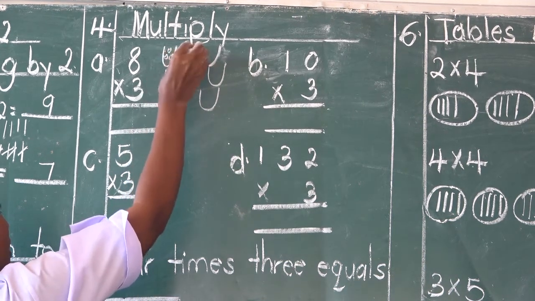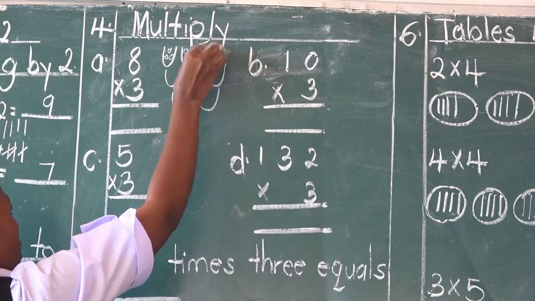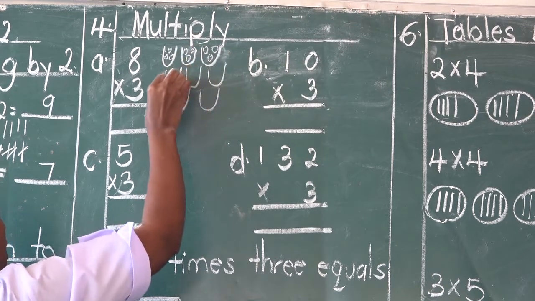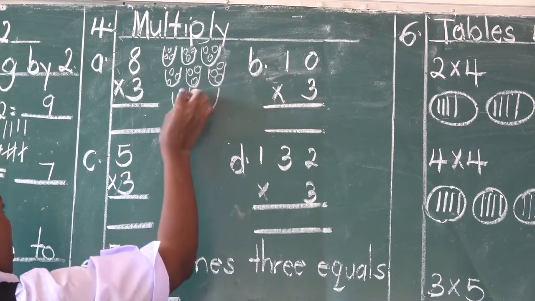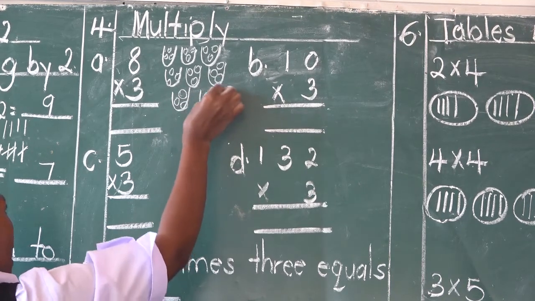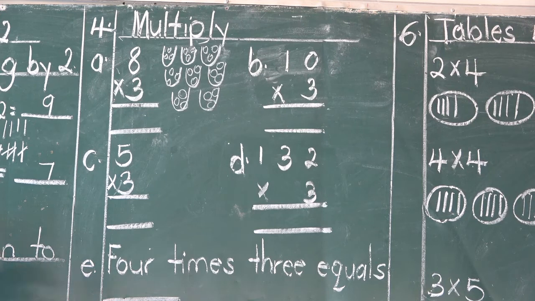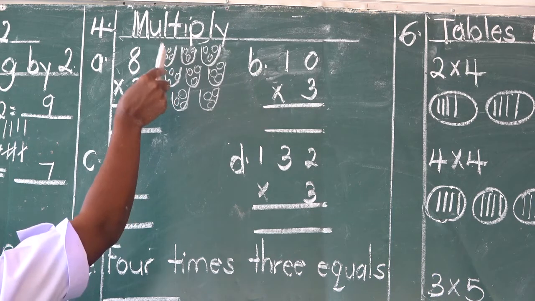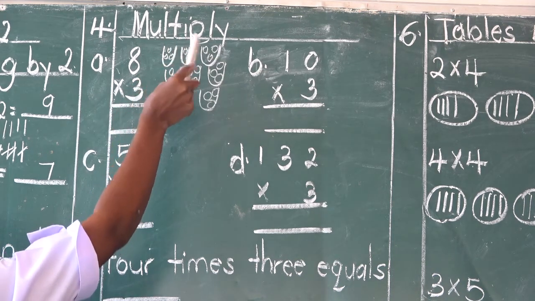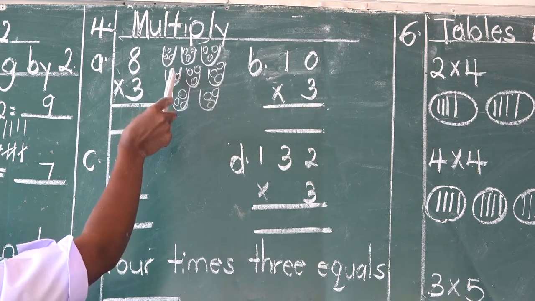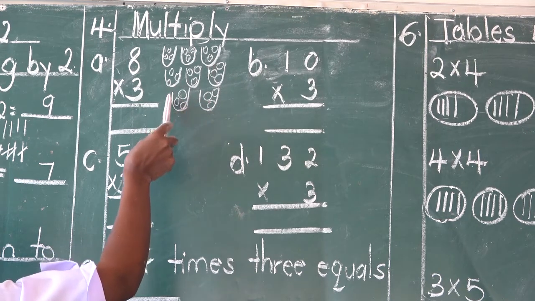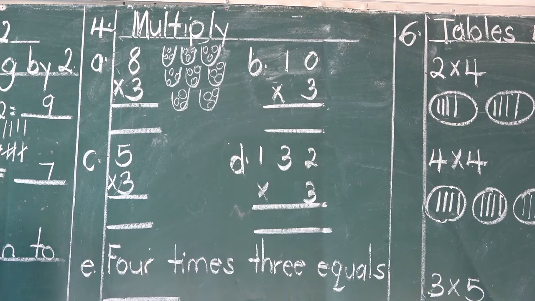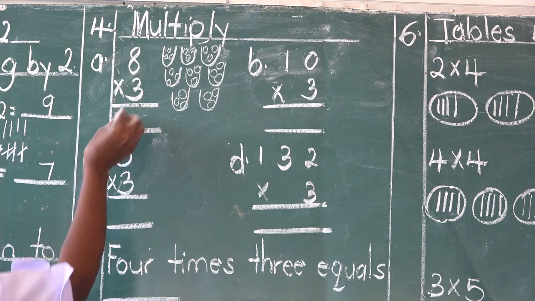1, 2, 3, eight times. After, now we are going to put them together. Okay? 1, 2, 3, 4, 5, 6, 7, 8, 9, 10, 11, 12, 13, 14, 15, 16, 17, 18, 19, 20, 21, 22, 23, 24. 8 times 3 gives us 24.